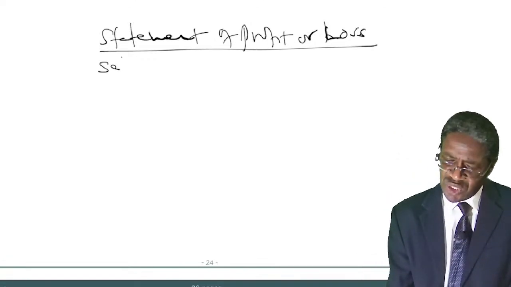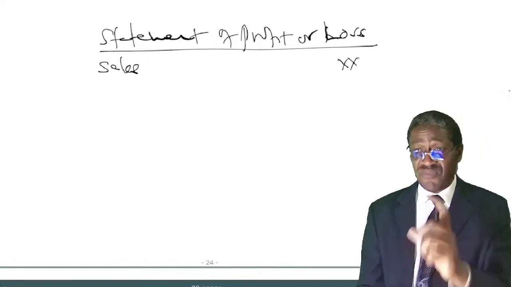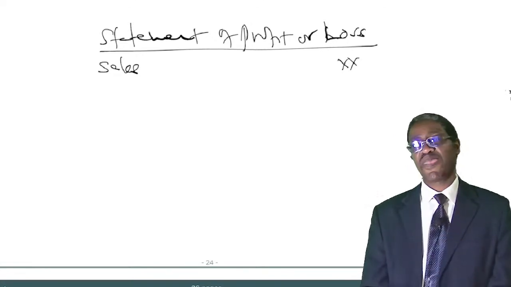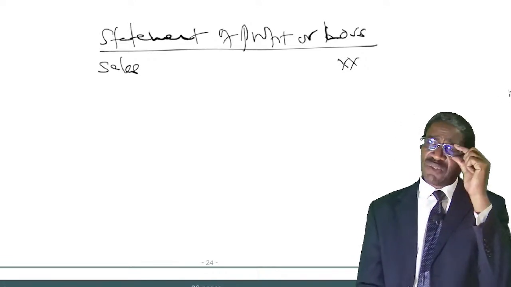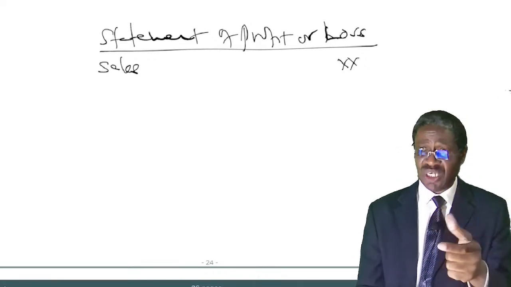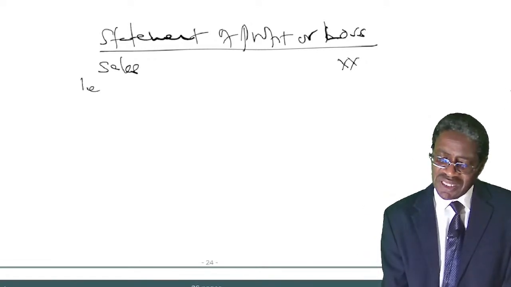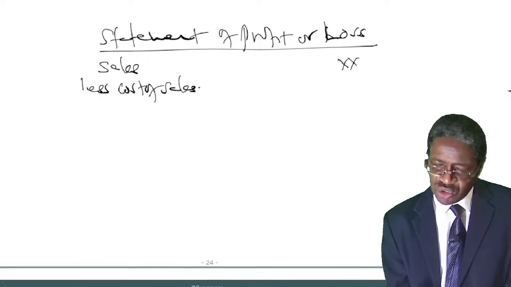So always you have to start with the sales. Find out the sales of that company from the question. Then, whenever you used to prepare an income statement in financial accounting, you had to come and say less cost of sales.